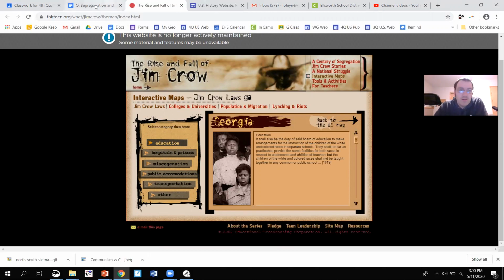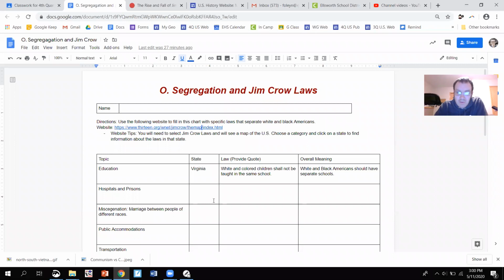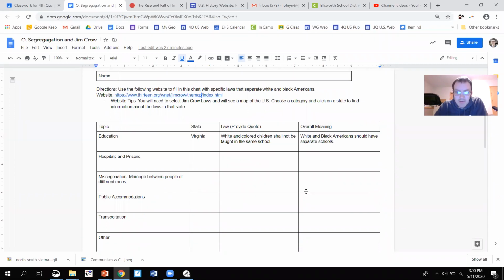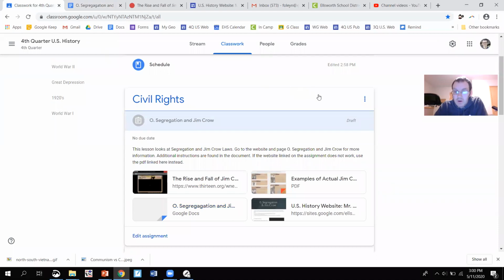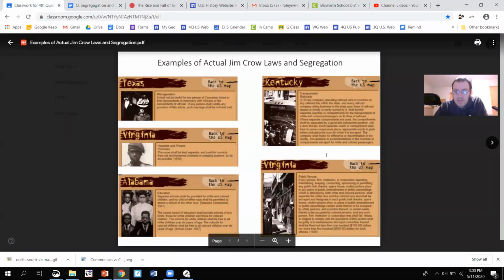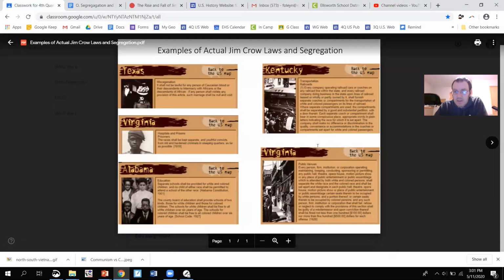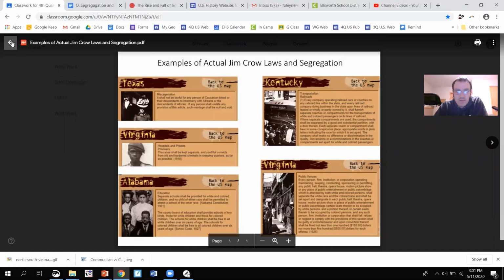And so once you look at that, you'll go back, tell me the state it's from, provide a quote, and tell me what does it mean. And you'll do that with these different categories. And you can choose any states you want. It doesn't really matter. Now, say that you can't get that to work in terms of you don't have Flash working on your computer. This PDF right here also provides specific examples. So you can always look at that if that's easier for you too, if you're having computer problems.